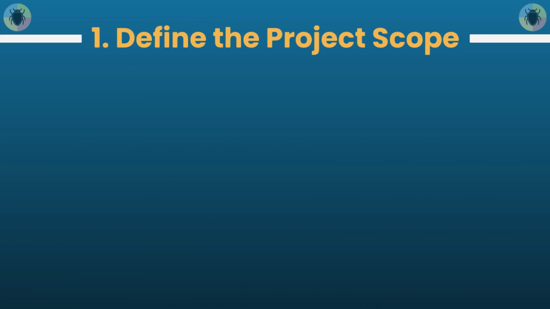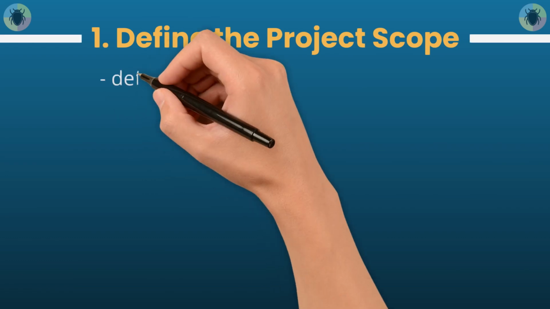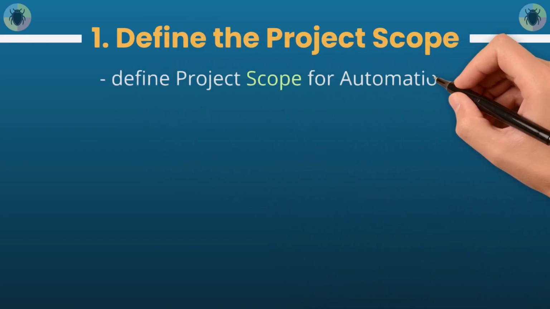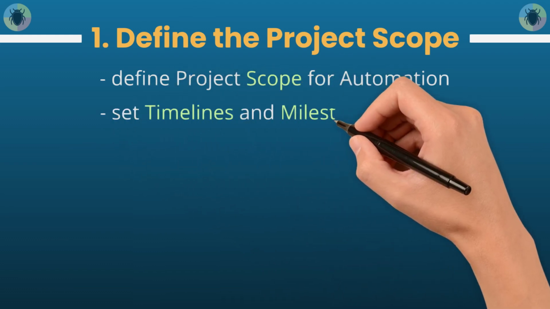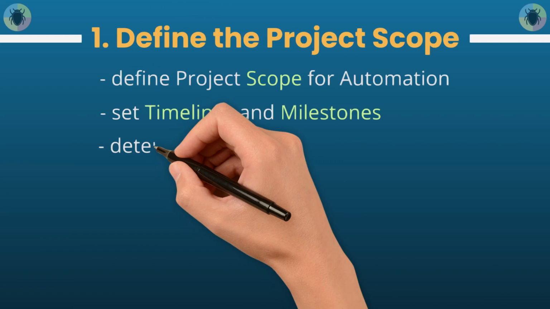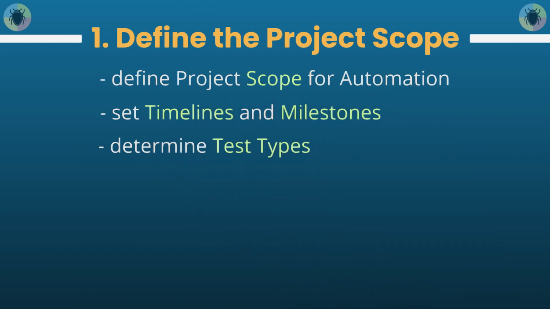Define the project scope. First up, define your project scope from an automation perspective. Set those timelines and milestones for each sprint. Decide which tests to automate and which to handle manually. Remember, not all tests are automation-friendly.